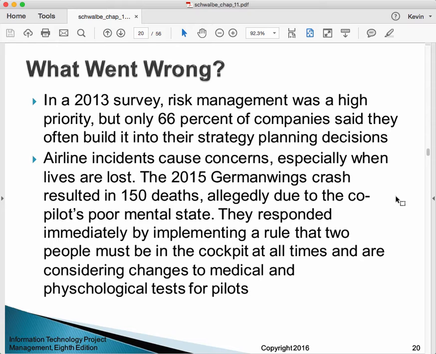So risk planning is a big deal for lots of kinds of organizations, not only in their projects but in their continuing operations.